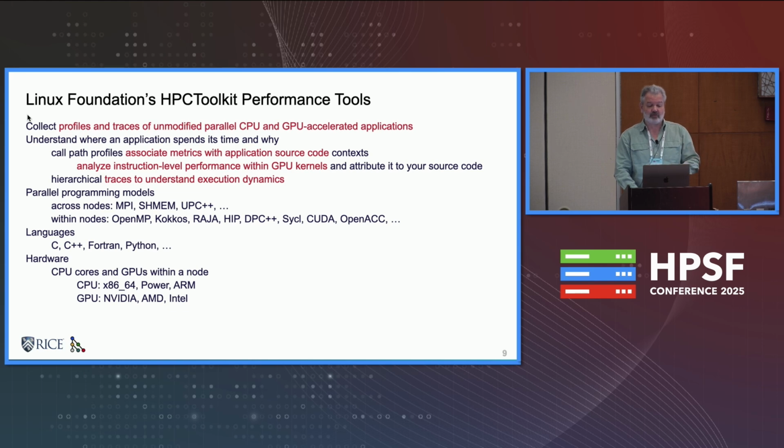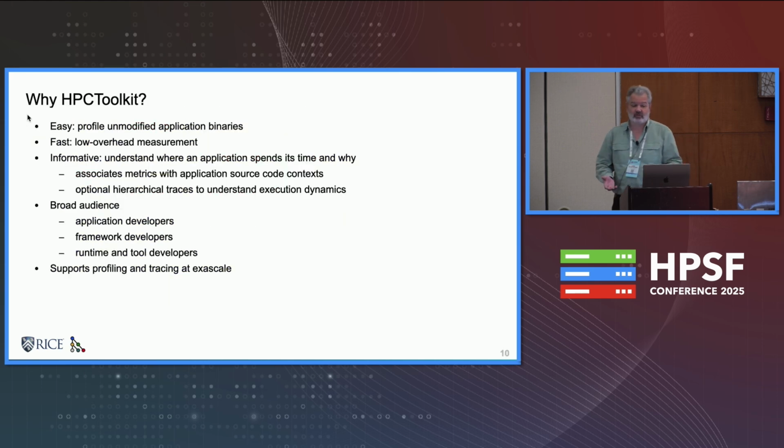So let me say a little bit about our tools. We built these HPC Toolkit performance tools that collect profiles and traces of unmodified CPU and GPU accelerated applications. They work with a lot of parallel programming models, a lot of different languages, and all of the major processors: x86, Power, ARM, and each of the vendor GPUs. HPC Toolkit was designed to make it easy to profile unmodified applications with relatively low measurement overhead, with the understanding that we can't control the measurement overhead of the vendor infrastructures. It's designed for a broad audience: application developers, framework developers, runtime and tool developers like ourselves.